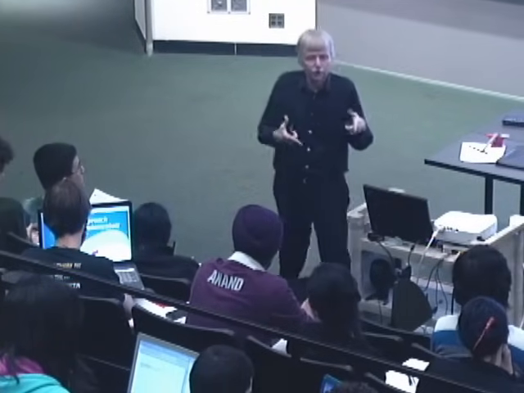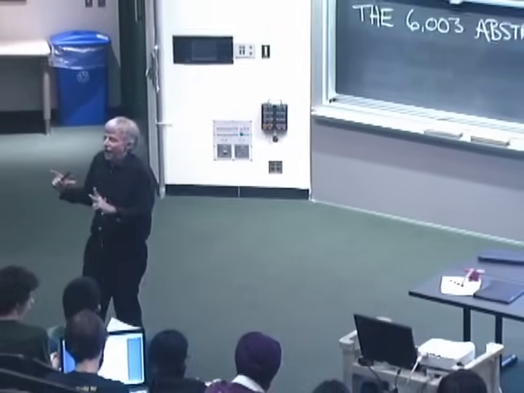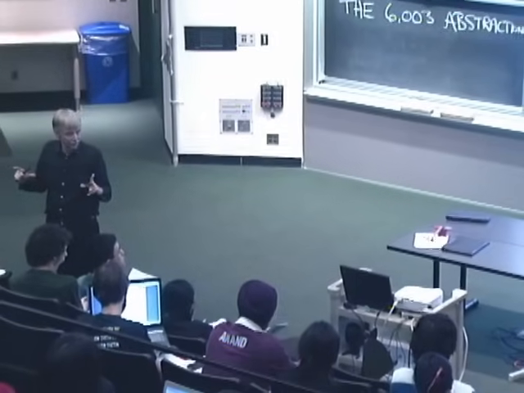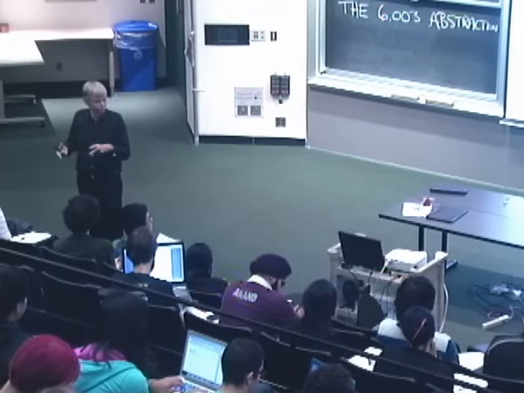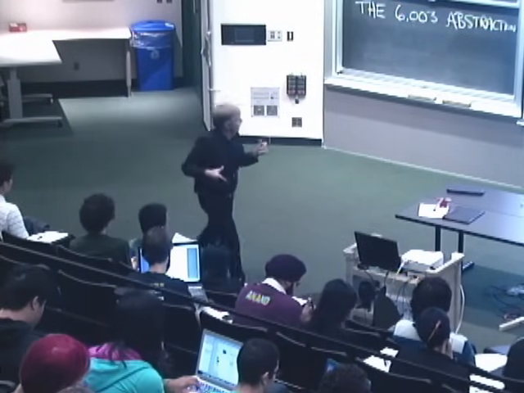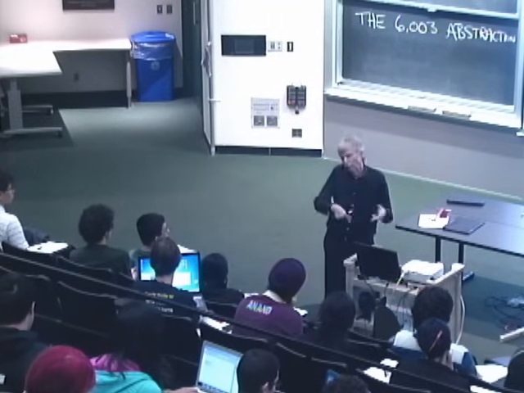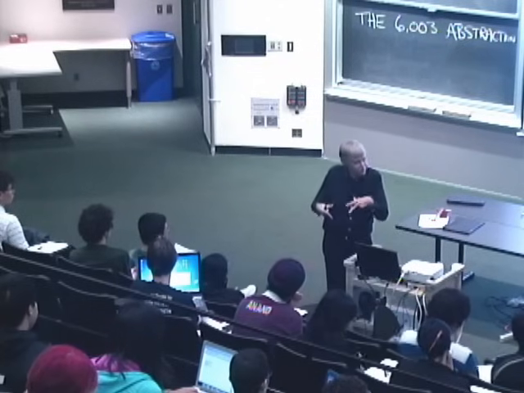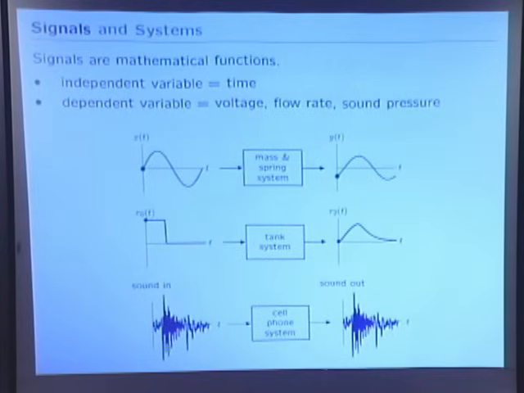So that's kind of an overview of the most important thing we're going to talk about in this class, which is the 6003 abstraction, the idea of representing a system by the way it transforms an input into an output. So with that overview, what I want to do next is say a little more about what signals and systems are. It's the signals and systems abstraction. We're going to need to know some more details about what is a signal and what is a system.